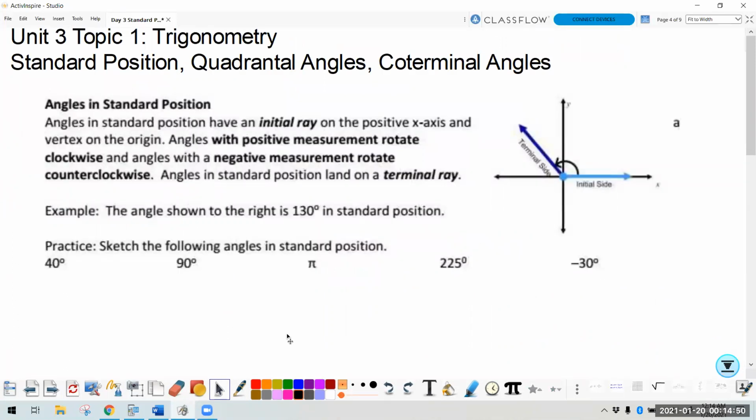And then today you're going to title your notes, standard position, quadrantal angles, and coterminal angles. These are 3 very specific vocabulary terms that we are going to use through our trigonometry unit. We will pause here for you to write down the angles and standard position with this picture.